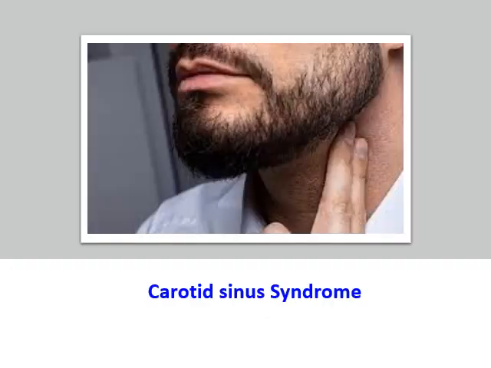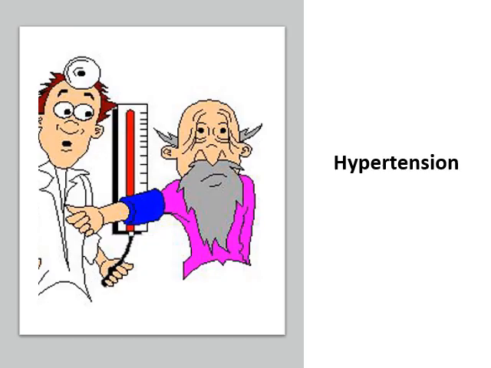Another clinical application of today's lecture is the carotid sinus syndrome. It's a sudden temporary loss of consciousness due to stimulation of hypersensitive baroreceptors in the carotid sinus. Also, one of the clinical applications of today's lecture is hypertension. What is hypertension? Hypertension is defined physiologically as a condition of sustained elevation of the arterial blood pressure at the level of 140/90 mm mercury or higher.